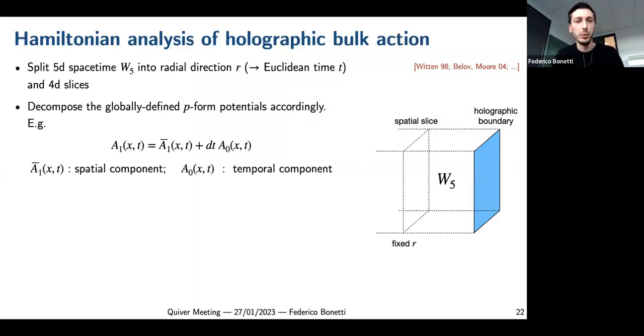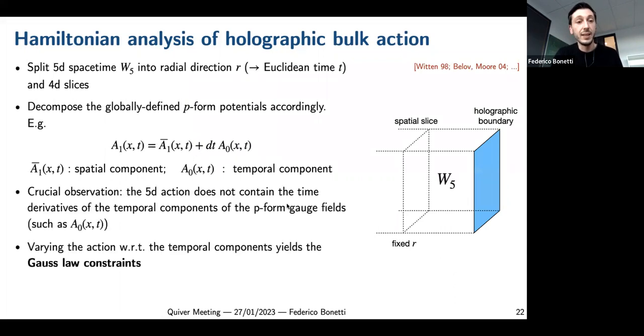And what I would like now to do is to do a holographic analysis. This is all quite standard. We just have to select the holographic radial direction as Euclidean time, and then split our fields accordingly. For instance, this is what happens to a one-form, whether it has a leg or not in the time direction. And as is usual in gauge theories, the temporal components don't have canonically associated momenta. They don't enter with time derivatives. Rather, they can be thought of as Lagrange multipliers that implement the Gauss law constraints.